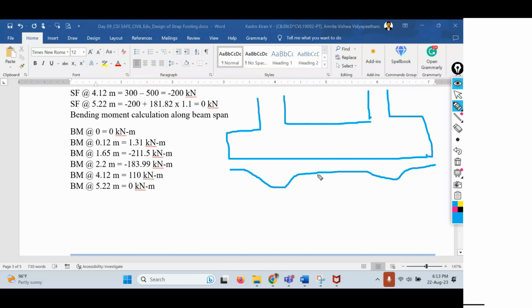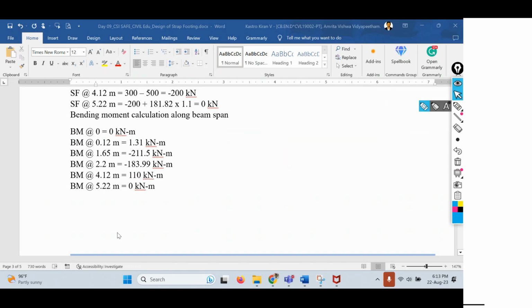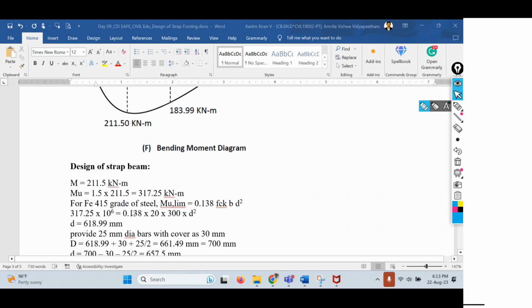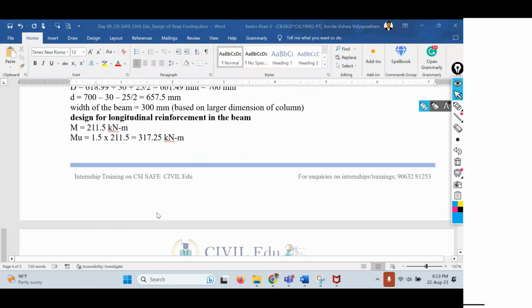Here, since it's a tension zone, this is a tension zone, and this is a tension zone. So tension zones are occurring exactly under the columns. Under column 1 we have the tension zone, under column 2 also we have a tension zone. Since they are tension zones, we have to provide the reinforcement in the tension zone. So let us design the reinforcement under each column.